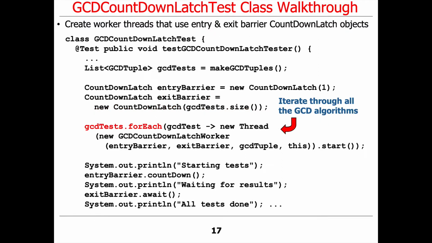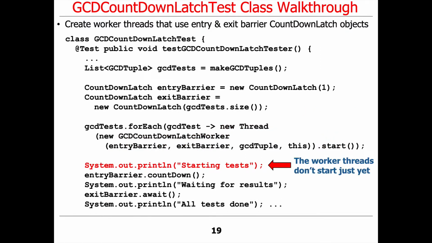We then use the Java 8 forEach method to iterate through all the GCD algorithms one at a time. And we create a thread that will run an instance of the GCDCountDownLatchWorker class, which I'll talk about in a second, passing in the entry and exit barriers. And this new thread is then started. So we'll have, in this case, 4 threads all running in the background after this loop runs. We then print out a little diagnostic message saying that the tests are started.